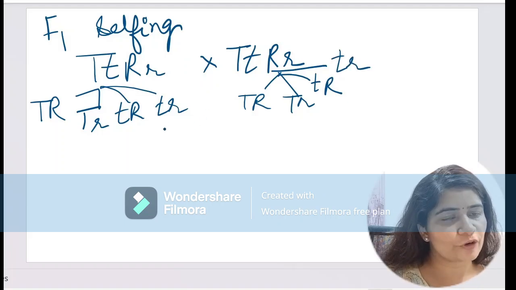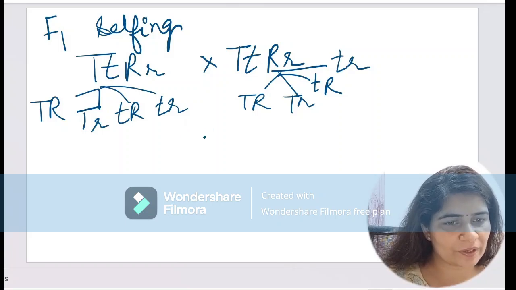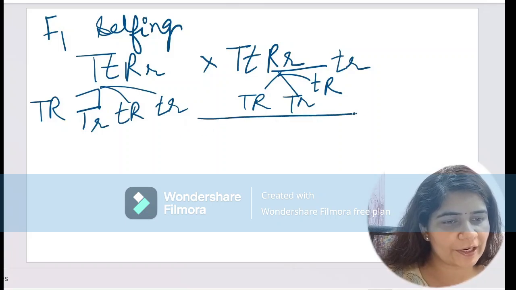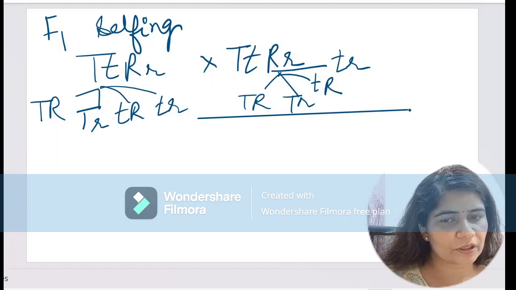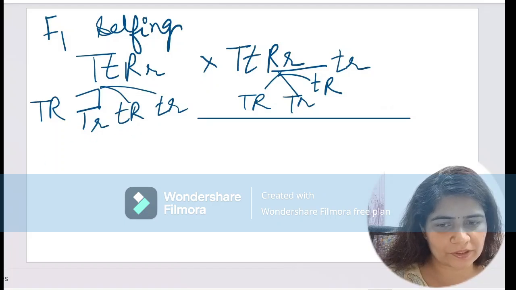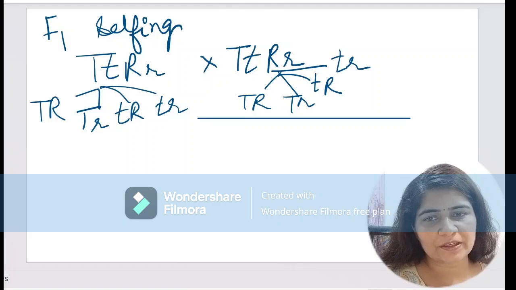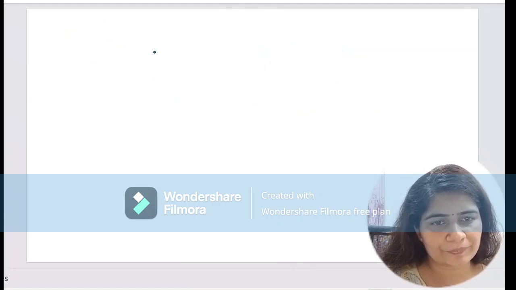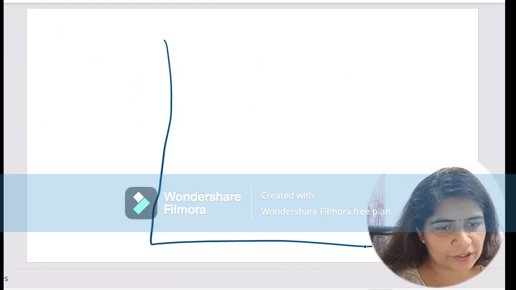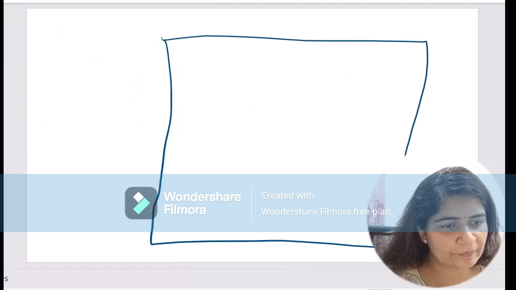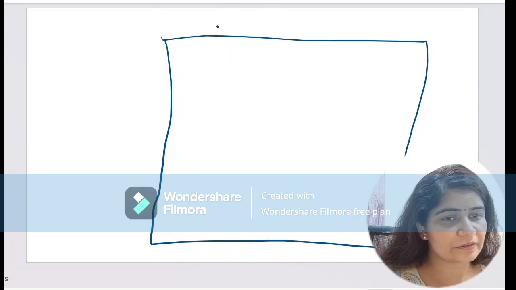So again we will make a big Punnett square now, which is 4 into 4, that is 16 square boxes. I think I'll make it on the next page. This page is too small to do that. Okay, so on the next page we will make a 4 into 4 matrix. On the column side I will write the gametes, and on the row side also I will write the four combinations of gametes.